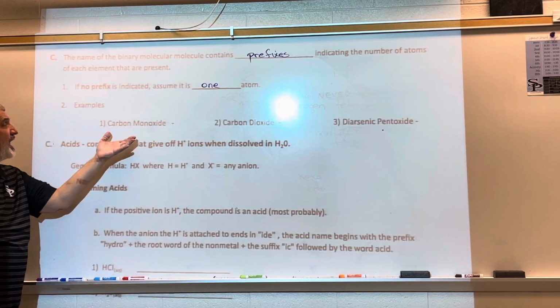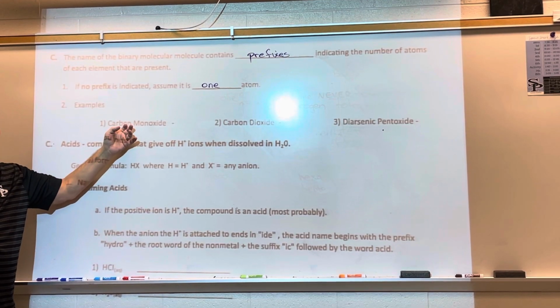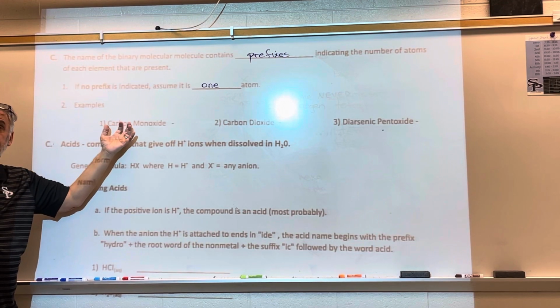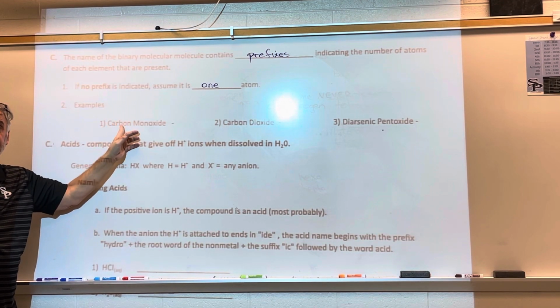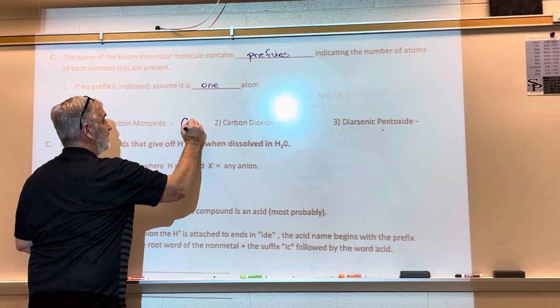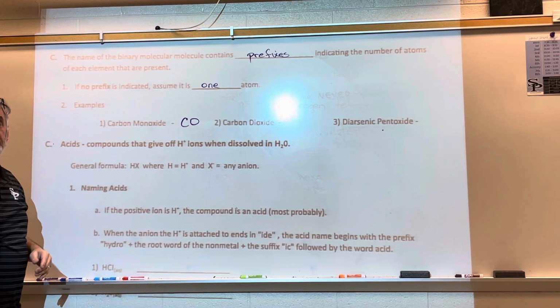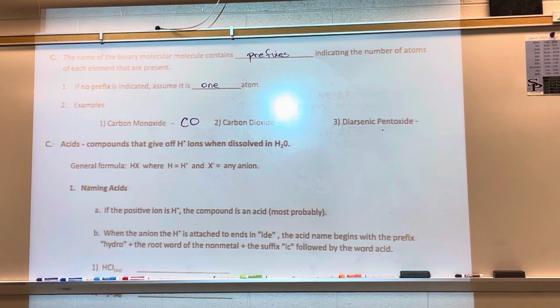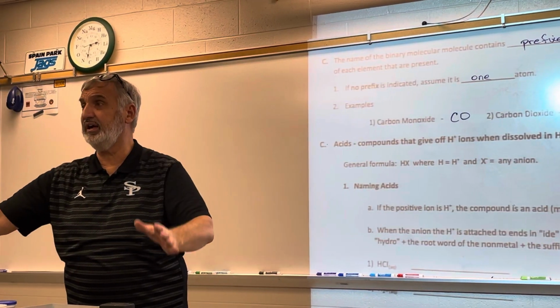Now this one always helps me to know whether I use mono or not, because this is a very common compound. Carbon monoxide. What's the formula going to be? CO. Okay. What do you know about carbon monoxide? It's poisonous. Why is it poisonous? Does anyone know? Okay, it is odorless and colorless, and so you can hardly know it's there.